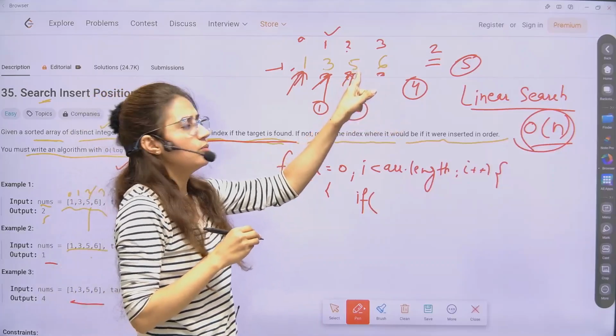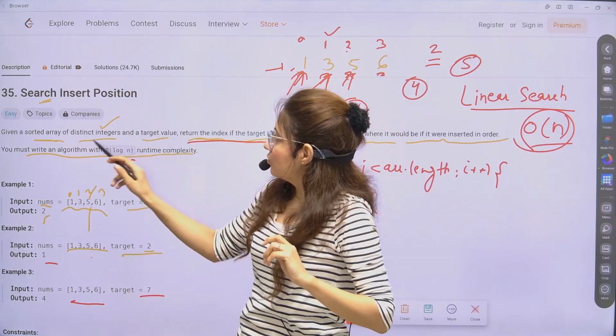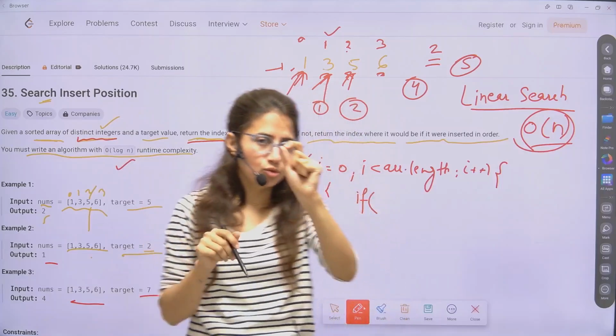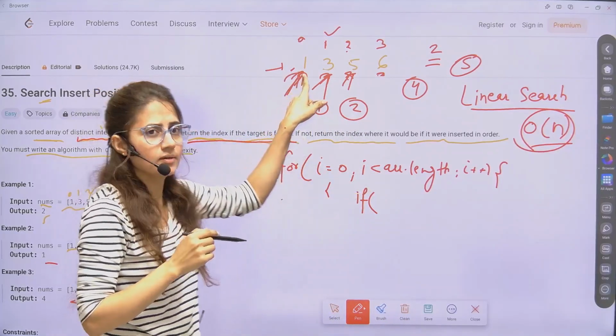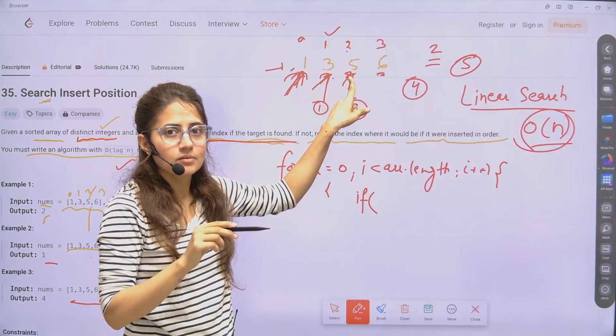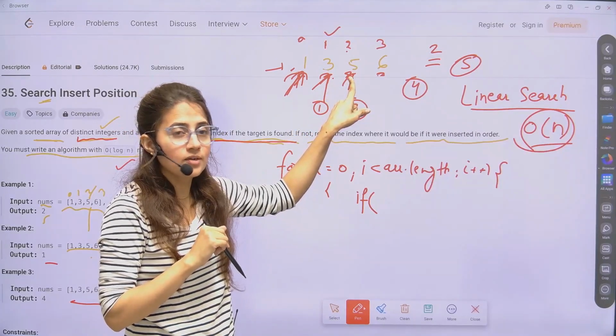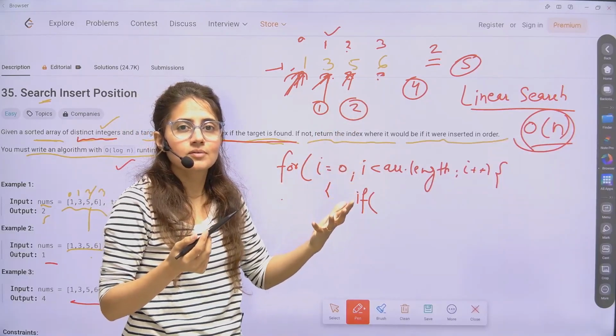Because we cannot insert one more 5. Arrays of distinct values, distinct integers, means duplicate data is not allowed. So 5. Compare this. Is 1 greater than? No. 3 greater than? 5 greater than? Okay, now 5 is not greater than 5. 6 greater than 5. So now how to return?